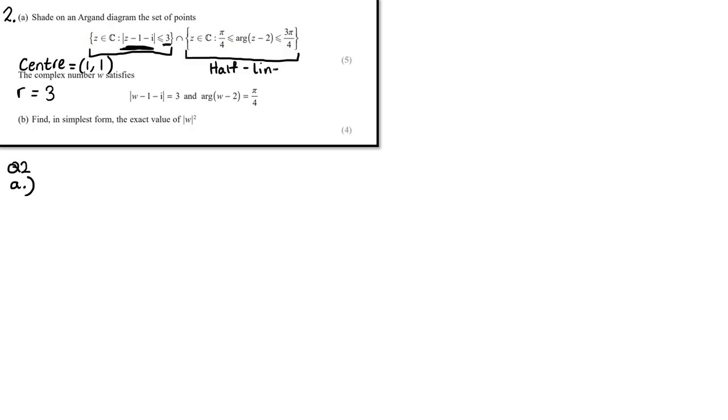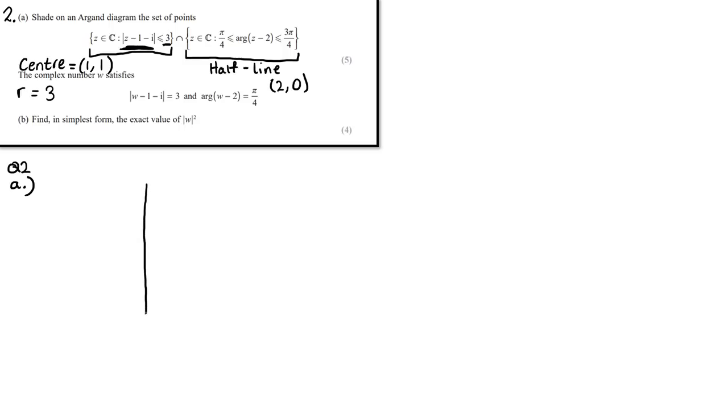So this is a half line. And this starts at 2, 0, because this is the argument of z minus 2, and we know this starts at 2, 0. And from here, we've got everything we need to shade on an Argand diagram the set of points that we've been given. So let's have a go at shading this and sketching this on an Argand diagram.